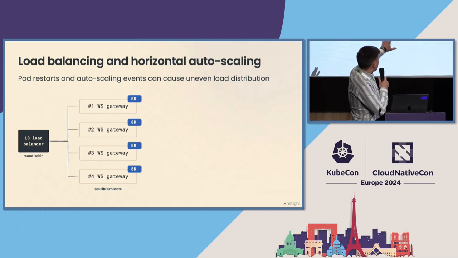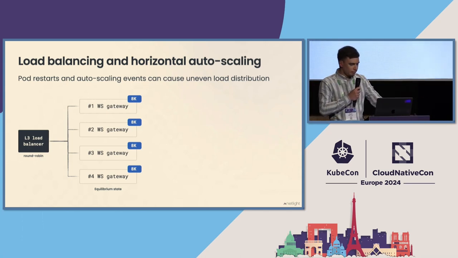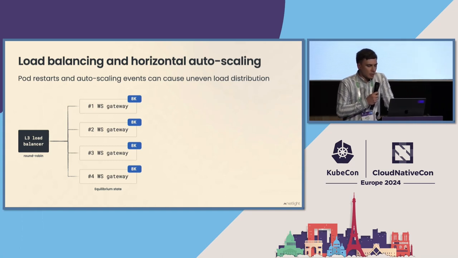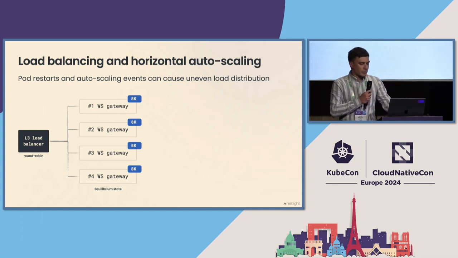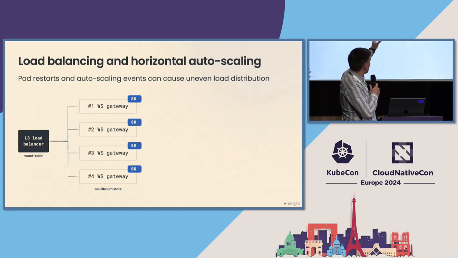So consider the situation on the left. We have a network load balancer with a standard round-robin strategy, and let's say the WebSocket Gateway has four pods. It's a horizontally scaled application, and this would be an equilibrium state. Each of the pods is maintaining 8,000 connections, 8,000 stations, basically, and everything is in equilibrium.